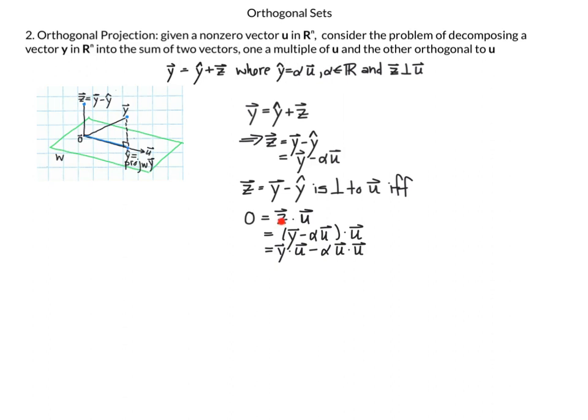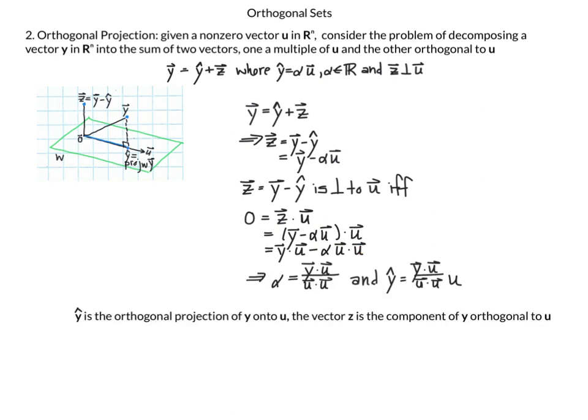Substituting z is equal to y minus alpha u over here, and then dotting u, we get y dot u minus alpha u dot u, which then implies alpha is equal to y dot u over u dot u, and our y hat is equal to y dot u divided by u dot u times our vector u.